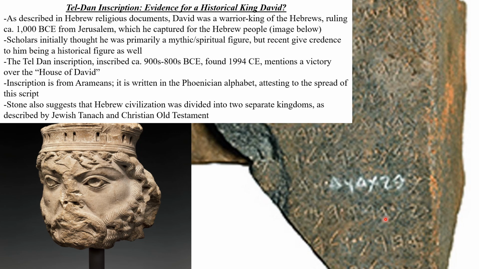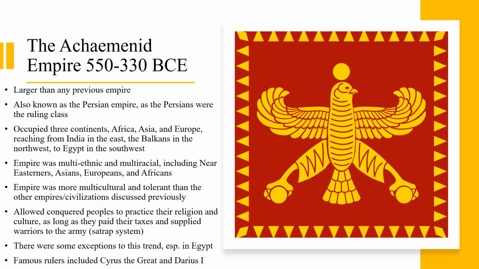The stone also suggests the Hebrew civilization was divided into two separate kingdoms, which is also noted by the Jewish Tanakh and the Christian Old Testament. This was a monumental find in architectural history, as it shed new light on the religious figure of King David.